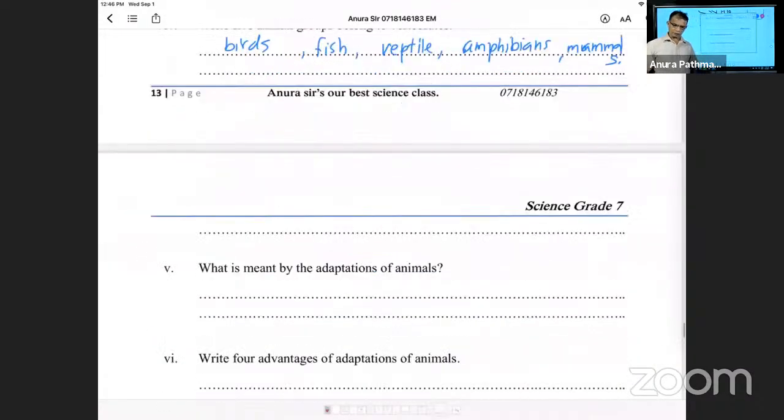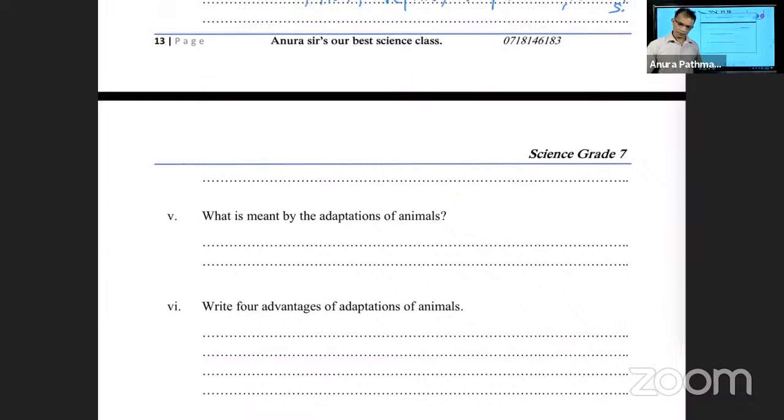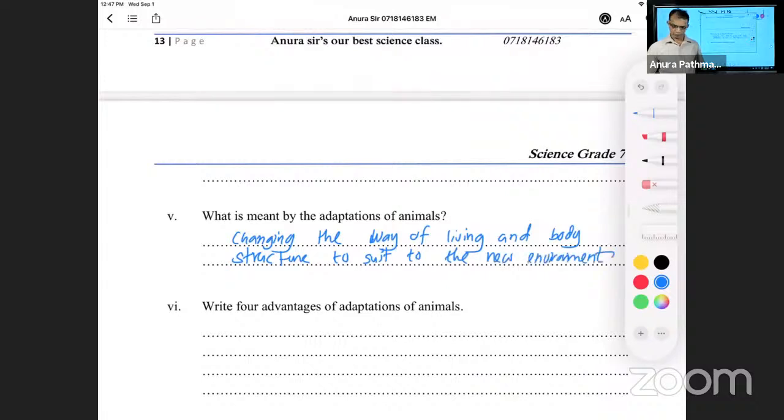What is meant by the adaptation of animals? Adaptation is the change in the way of living and body structure to suit the new environment.